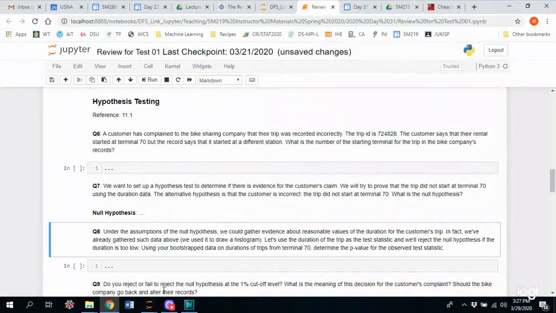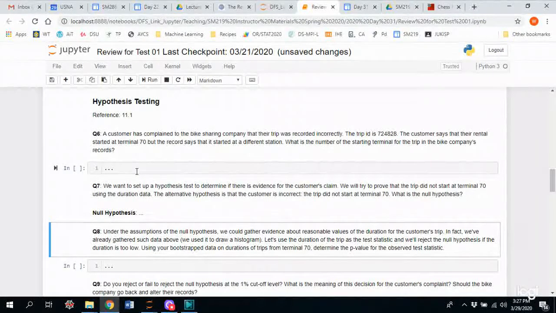In question 6, a customer has complained to the bike sharing company that their trip was recorded incorrectly. The trip ID is 724828, and the customer says that their rental started at Terminal 70, but the record says that it started at a different station. So what we're going to try to do is figure out the starting terminal for this trip in our records. And here's a good time for you to pause the video and try this on your own.